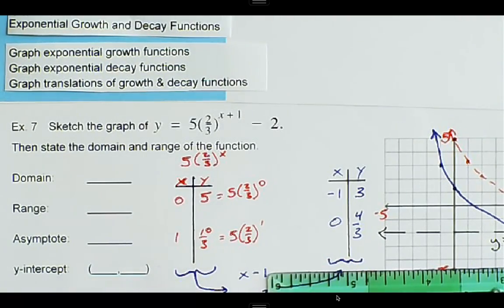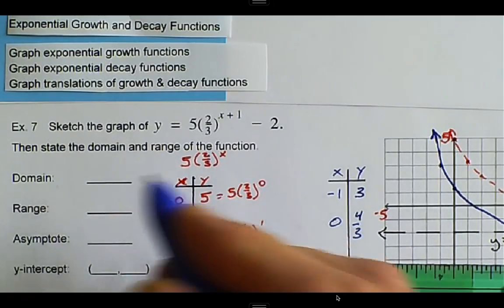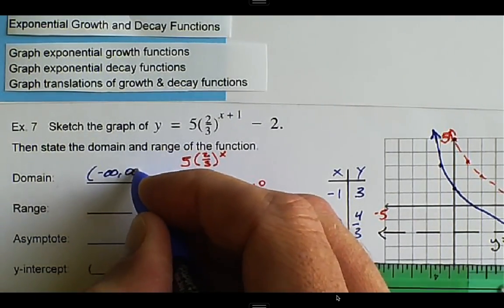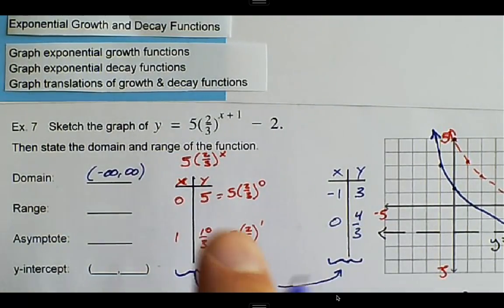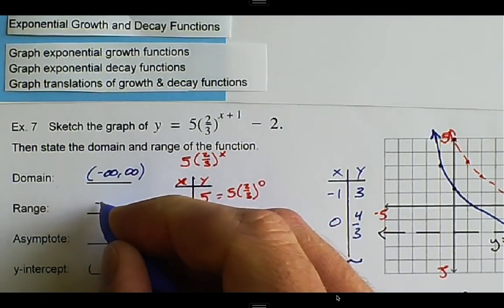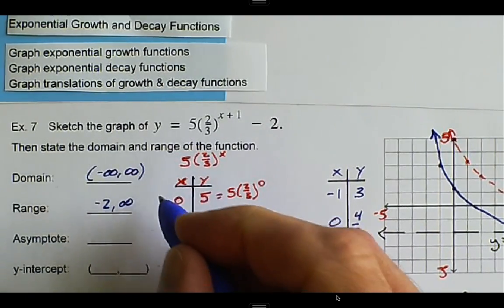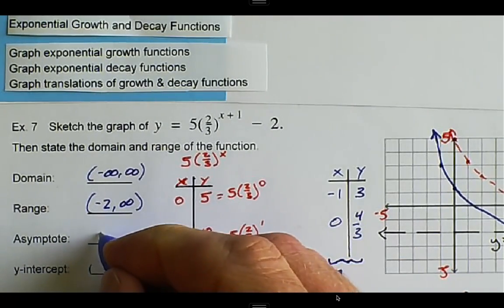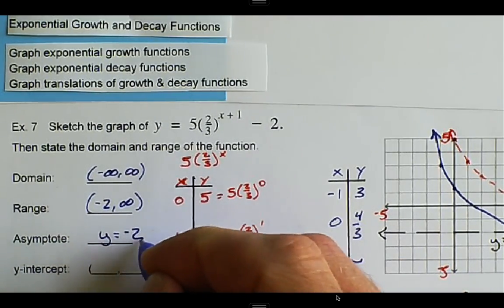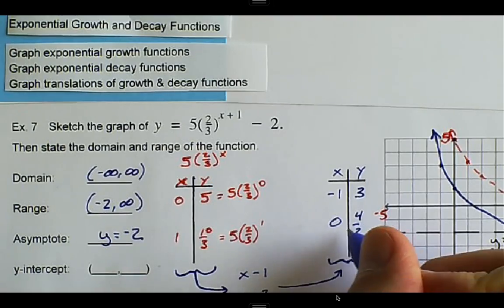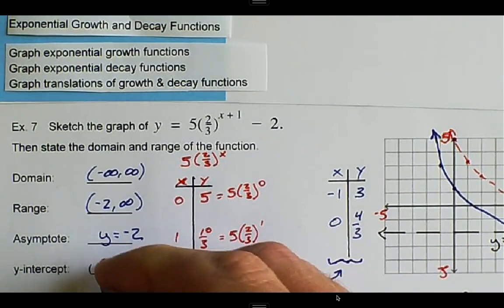Then we look at our domain. Our domain for this is still going to be all real numbers. The range: -2 is our lowest value. So we're going to start at -2 and go to infinity. Neither one is included, so we use the parentheses. Our asymptote is at y equals -2, and the y-intercept, where we cross the y-axis, is at 0, 4/3.